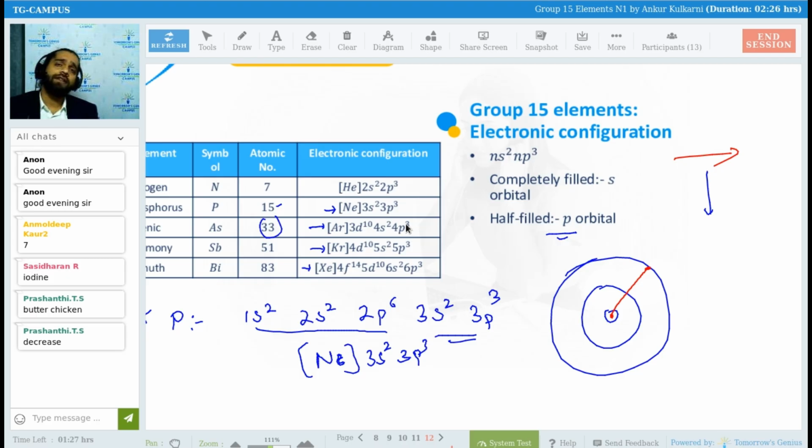So Sarjana, won't it happen when you go down the group? Won't it happen when you go down the group? Same thing. Yes, Sasidaran, come on. Prasansi, tell me. Anmoldeep.